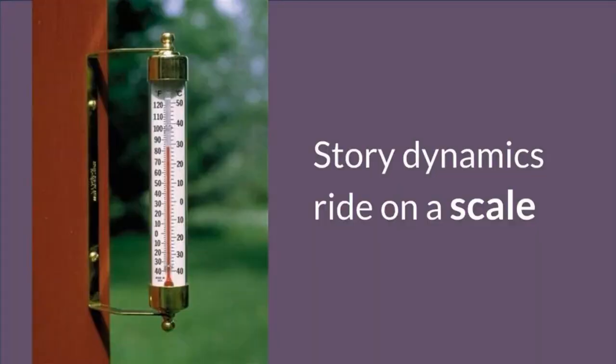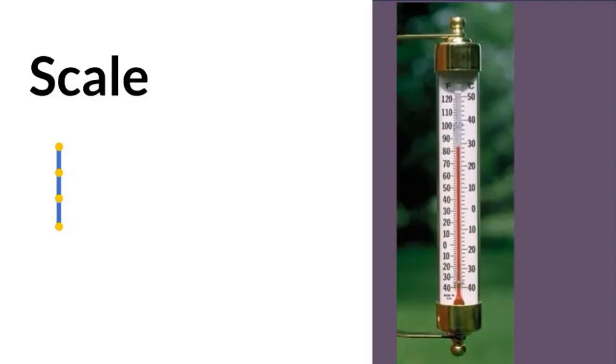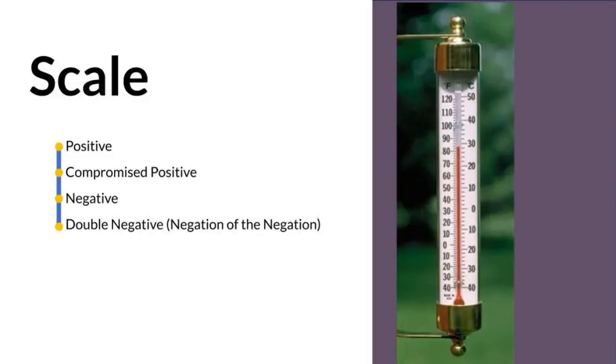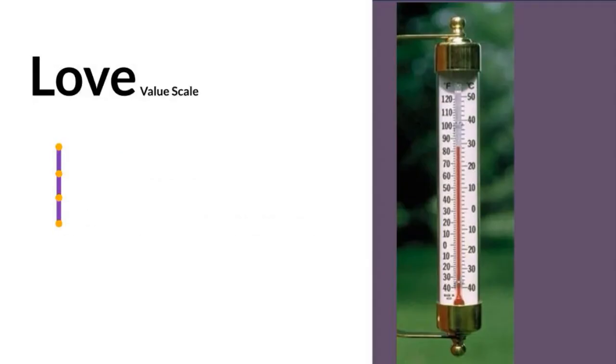Story dynamics ride on a scale. That was true of internal, also true of external. The scale is still positive, compromise, negative, or double negative, the negation of negation, as Robert McKee calls it. In love, the scale doesn't change. It's still love, compromise, hate, hate masked as love, with lots of gradations in between, which you can tell in high school and teenagers when they're noticing every inch of movement on the, I think he likes me, I think she likes me.